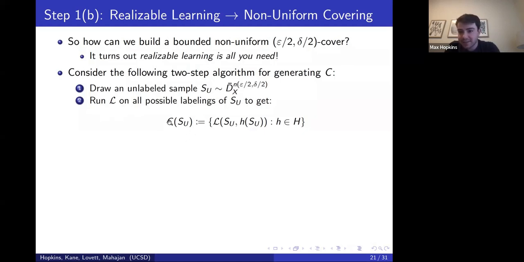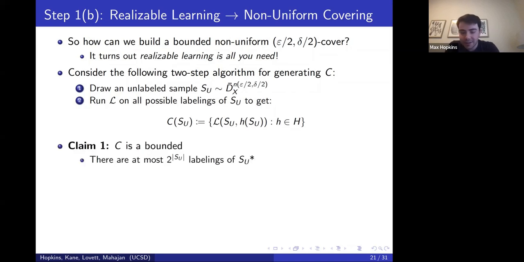So this set CSU, the result of this non-uniform cover C, what I'm claiming is going to be a non-uniform cover on the unlabeled sample, is just the output of the learner on every possible labeling of the sample. For every H in the hypothesis class, we have the learner's output on SU and then the labels given by H of SU.